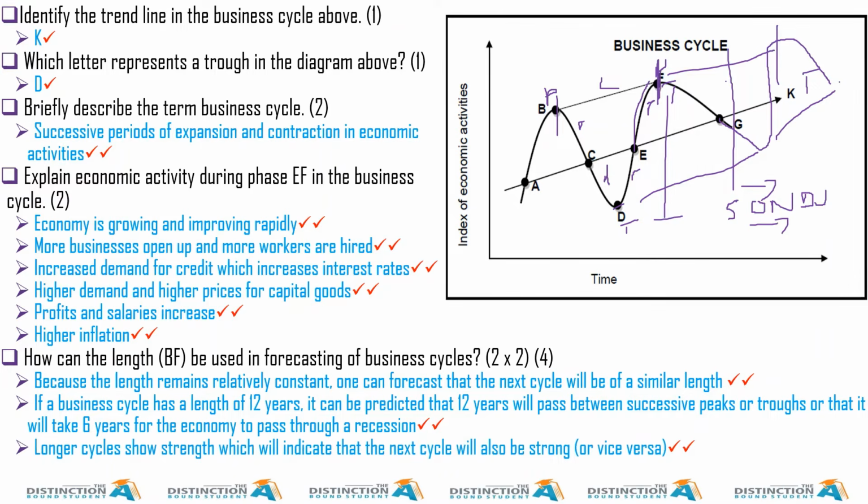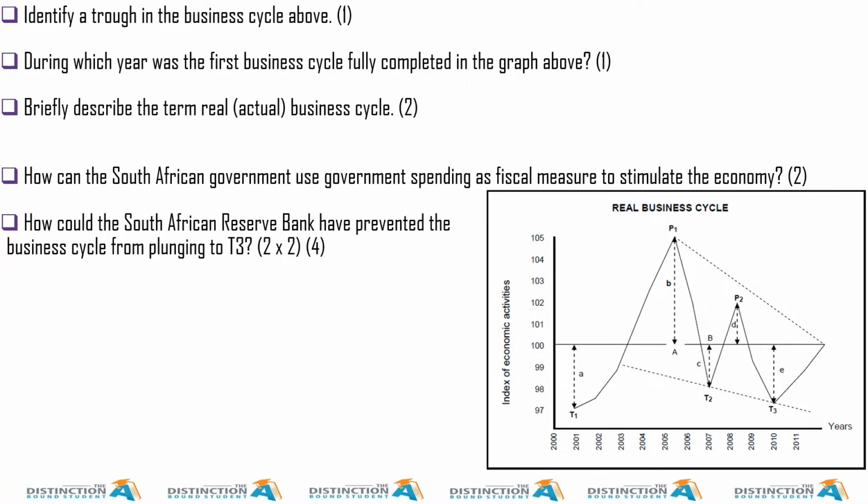The next question: here they are referring to it as a real business cycle. I'm going to show you another version of a real business cycle, and it gets a bit confusing as to what we see here. Identify a trough. I won't say much because we've been doing it in the previous one. A trough is right at the bottom. So we have this one, this one, and this one. Simple as that. During which year was the first business cycle fully completed?